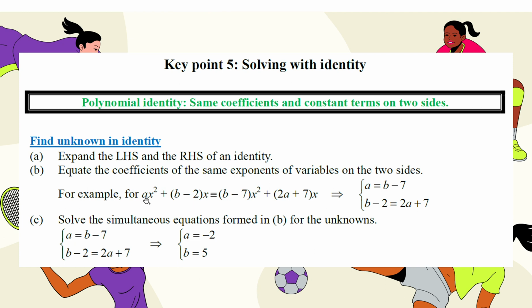So a must equal b minus 7. The x coefficient, b minus 2, must equal a plus 7. That's it. And then you solve them and you find out a equals minus 2 and b equals 5. You got it. Well done.